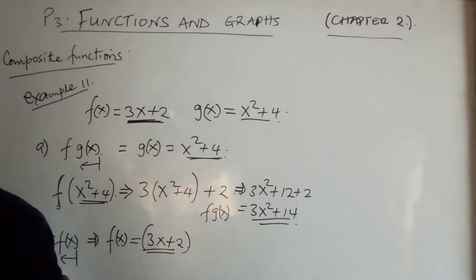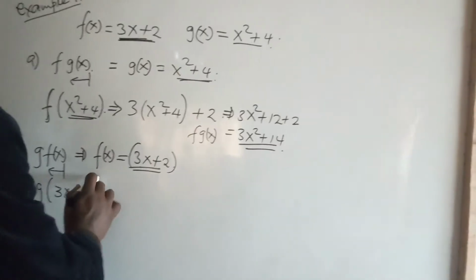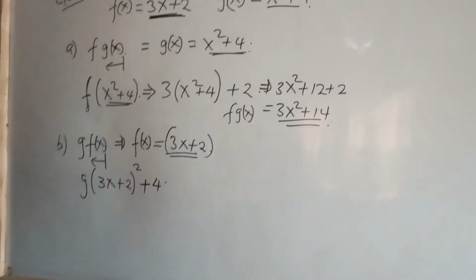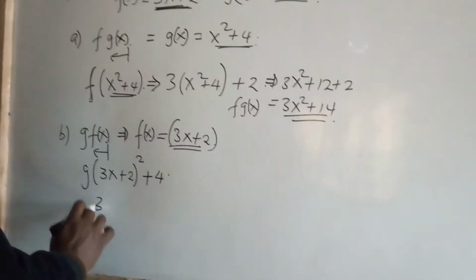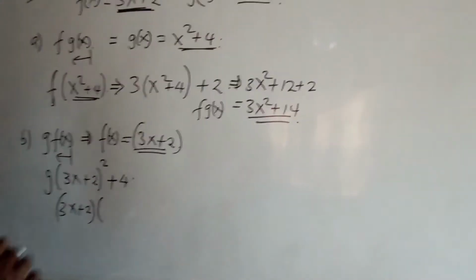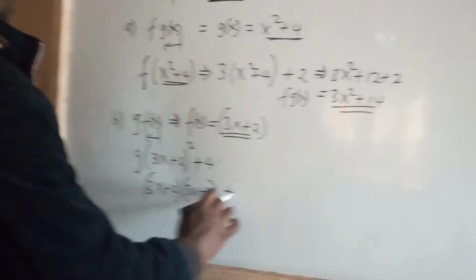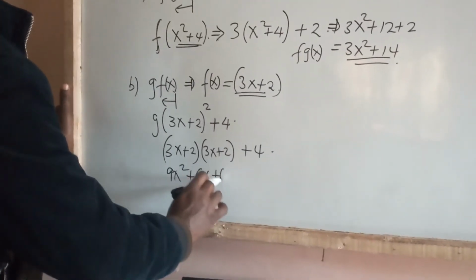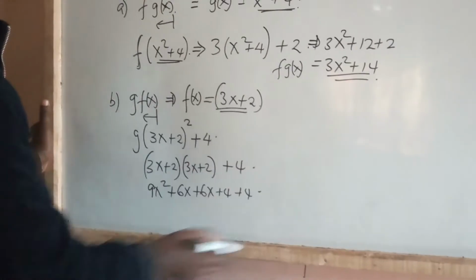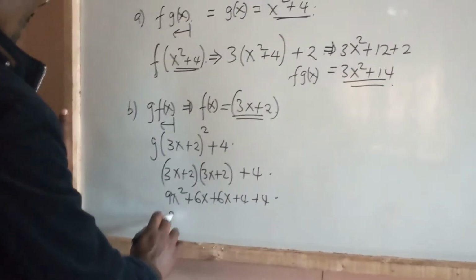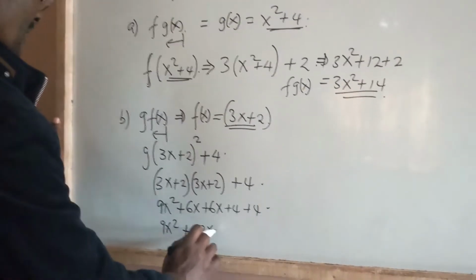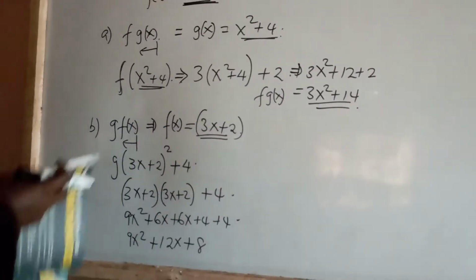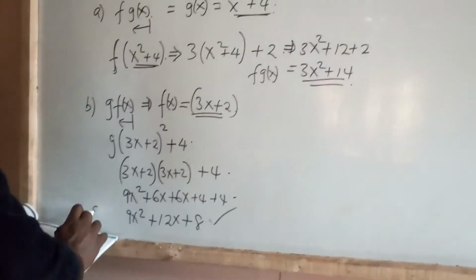What do we do? g of 3x plus 2 is (3x plus 2) squared, because our value of x is simply 3x plus 2, after which we add 4. That means multiplying 3x plus 2 by itself, after which we add 4. Opening this bracket, we have 9x squared plus 6x plus 6x plus 4 plus 4. Collecting the like terms, we have 9x squared plus 12x plus 8. And that is what we call g(f(x)).